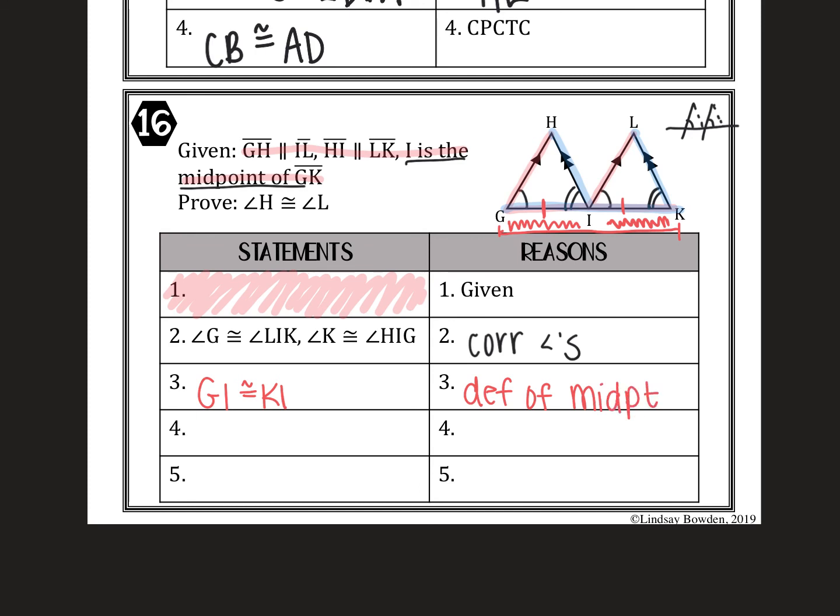After that, we can prove our triangles are congruent. So you can name the first triangle whatever you want. I'm going to call it GIH, and then we just have to make sure our marks match up. So I went from G to I, and then I to H. To make things match, I would have to call this one IKL. And these are congruent because I have two angles and the side right in between those two angles. After I've proved the triangles are congruent, I can prove that angle H is congruent to angle L because corresponding parts of congruent triangles are congruent.